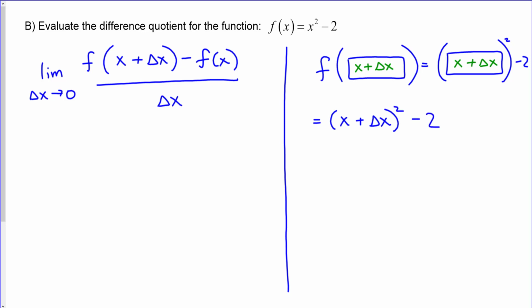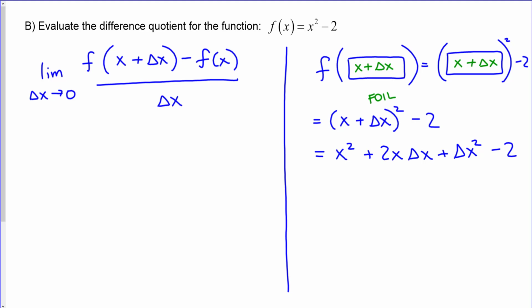Simplify things as much as you can. So let's expand this binomial. It would be x squared plus 2x delta x plus delta x squared minus 2. And what I did there is the process of FOIL. So if you're uncertain how that works out, walk through the stages of FOIL and verify that you get the same result.